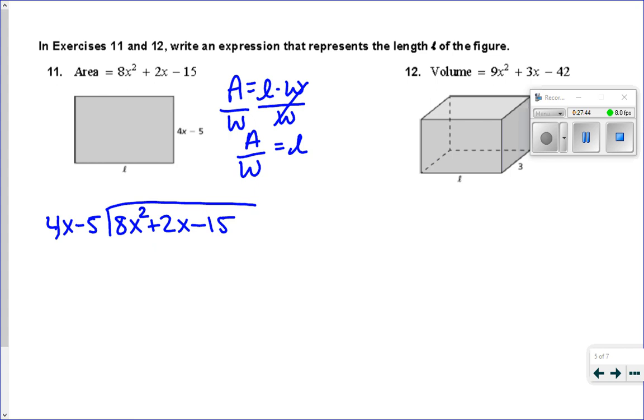Okay? And as long as you know how to set that up, the rest of this is what we've been practicing already. So 4x times what gives me 8x squared? That would be a 2x. Okay? And then we bring that down and multiply it through by our divisor, making sure we distribute through all of it. So 2x and 4x is 8x squared. And then 2x and a negative 5 right here. And then 2x times that negative 5 is a negative 10x.